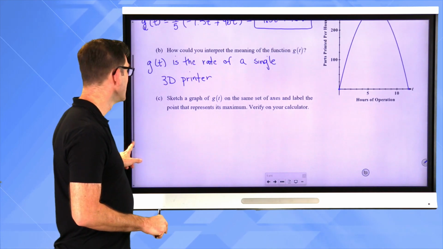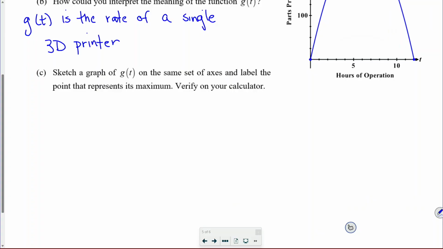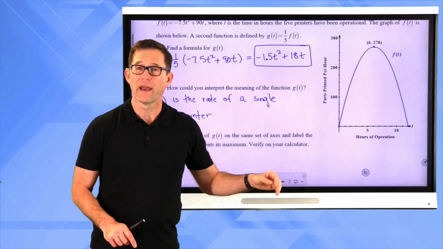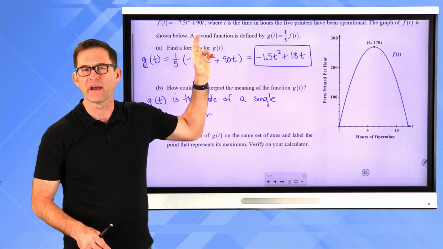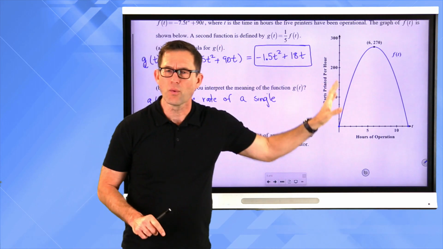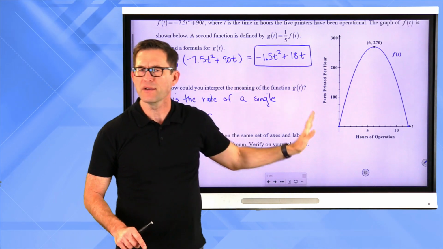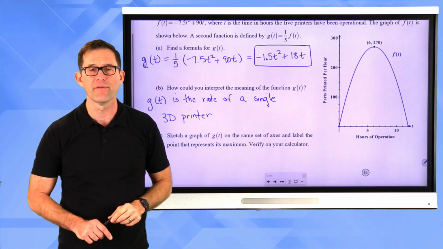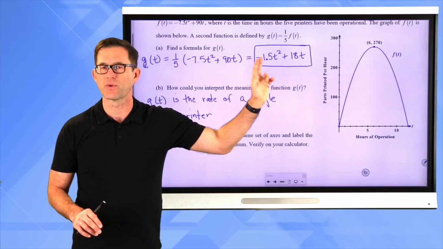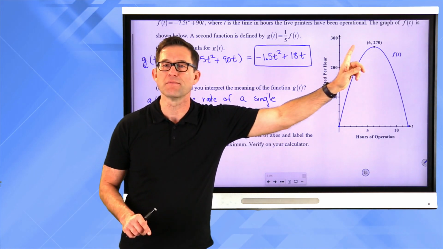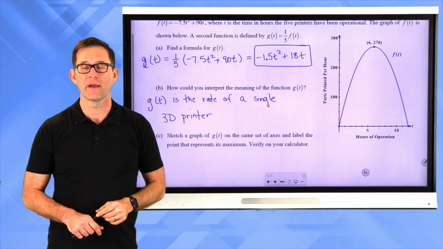All right, letter C. Sketch a graph of g of t on the same set of axes and label the point that represents its maximum. Verify on your calculator. All right, so here's what I'd like you to do. I'd like you to take your calculator out. I'd actually like you to put f of t in, or f of x, as your first function. Set your window, 0 to, I guess it's around 12, and then 0 to 300. Make sure that you get that nice curve going in there for f of x. Then put in g of x, using this formula with x's instead of t's. Graph that, and also find its maximum point. Pause the video now and go ahead and do that.